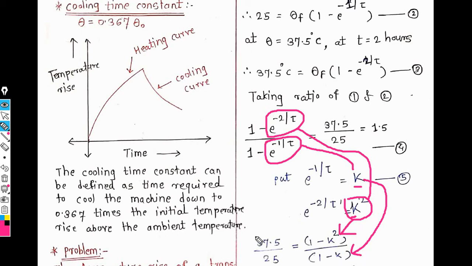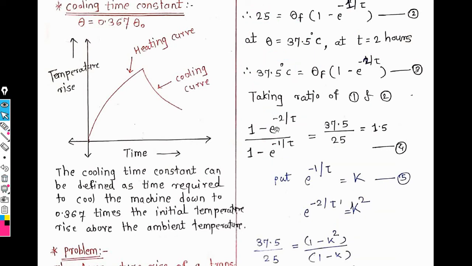This is the final equation with respect to time from 1 hour to 2 hours, when temperature increases from 25 degrees Celsius to 37.5 degrees Celsius with respect to final temperature, with time varying from 1 hour to 2 hours with respect to the heating time constant. Okay. Now going to the next step.